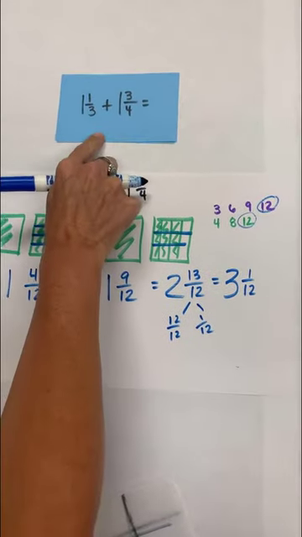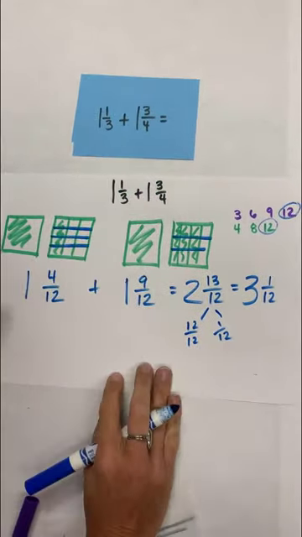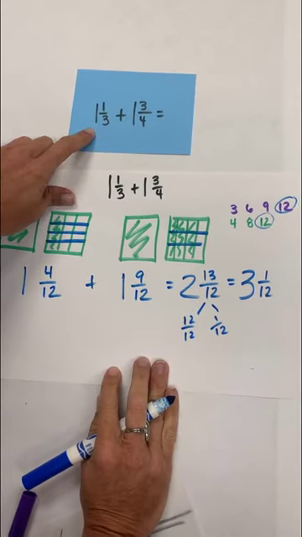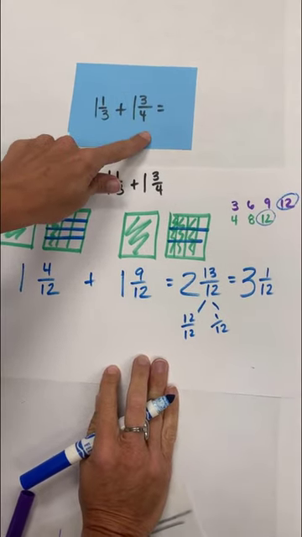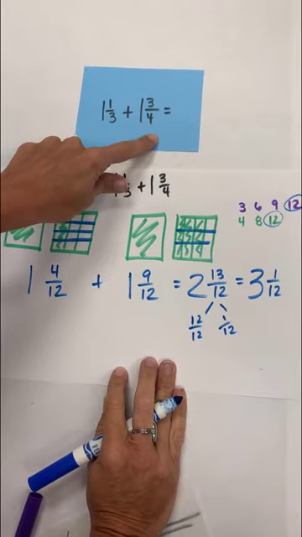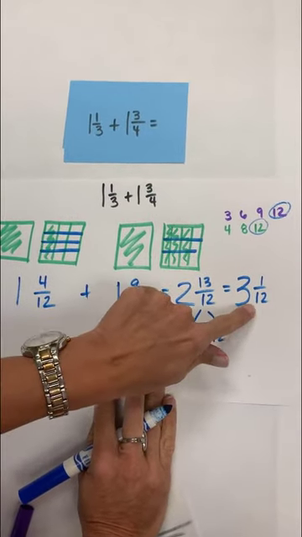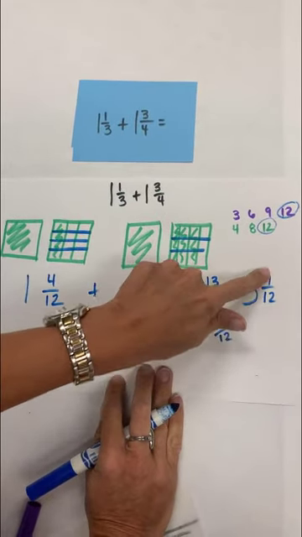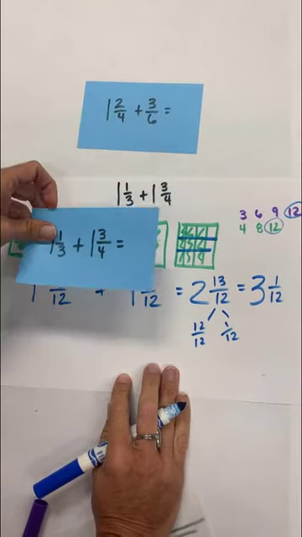Now, if we go back up here and think about our estimating, 1 and 1/3 would be about 1, and 1 3/4 would be about 2. So 1 plus 2 should be about 3, and we're just a little over 3. We're only 1/12 away from 3, so that worked out well.